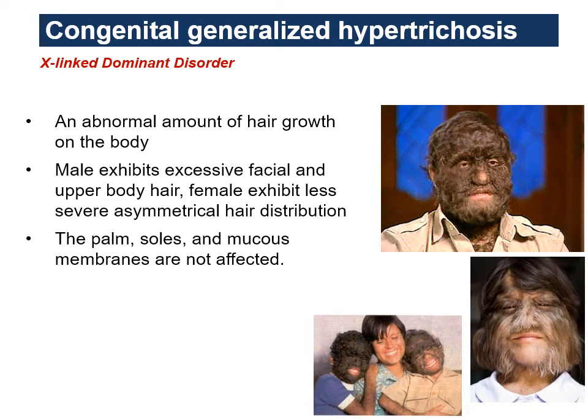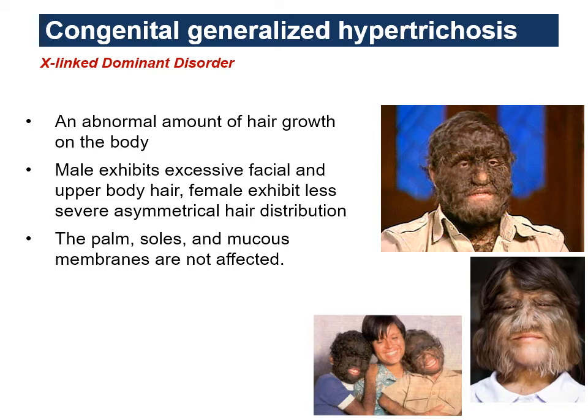Congenital generalized hypertrichosis is an X-linked dominant disorder. People with this disorder have an abnormal amount of hair growth on the body. Male exhibits excessive facial and upper body hair. Female exhibit less severe asymmetrical hair distribution. However, the palm, soles, and mucous membranes are not affected.